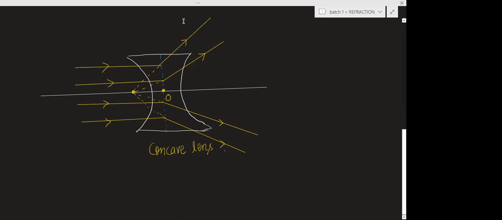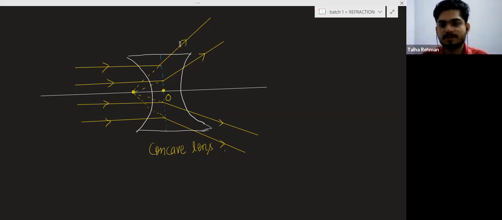But in the case of this concave lens, the light rays will behave like this. This light ray coming like this enters the lens, and after the refraction it will move like this. Accordingly, all the four light rays I have taken will move like this, which means these light rays are diverging, just spreading out.